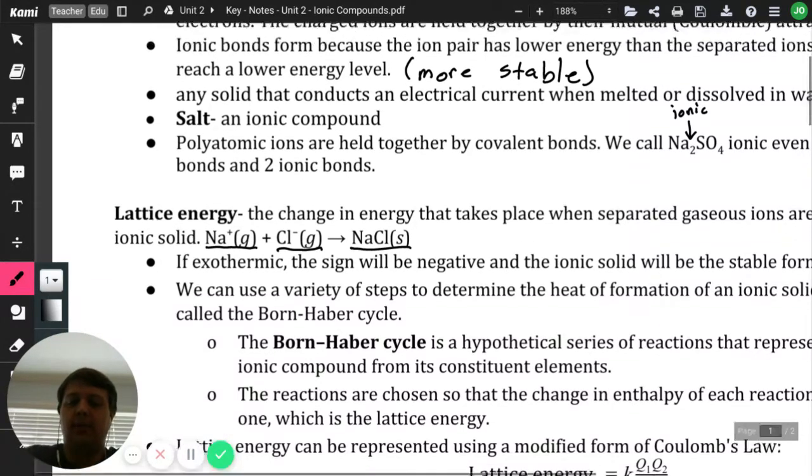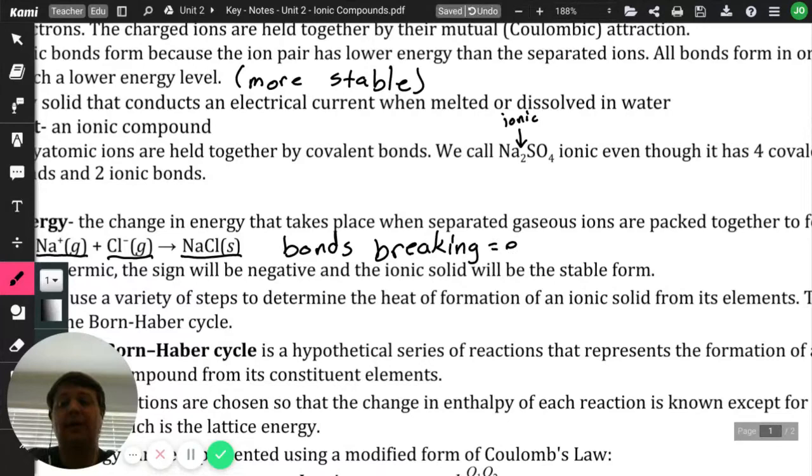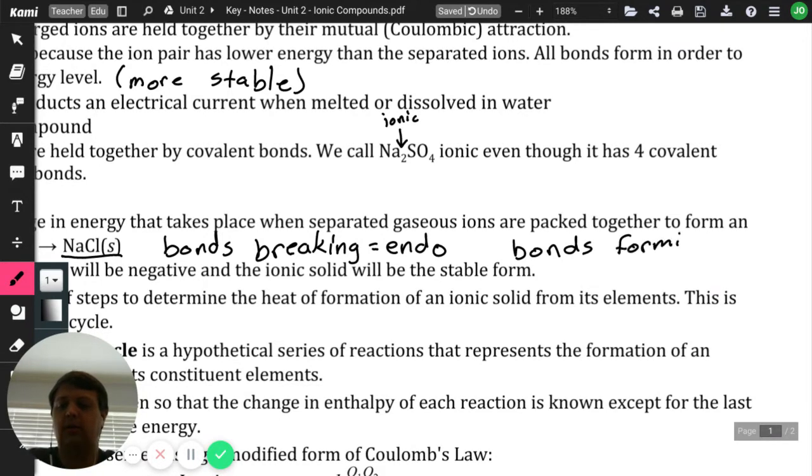Okay? So if I've got bonds breaking, to break a bond, that's going to be endothermic. And if I have bonds forming, that's going to be exothermic. Okay, so if I have bonds breaking, that's endothermic. It means I have to add energy in to cause that bond to break. And bonds forming is just going to happen. And so it takes less energy to keep those together. And so because of that, it's exothermic. All the extra is going to be released.